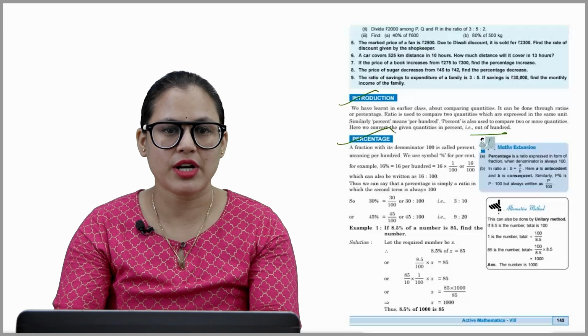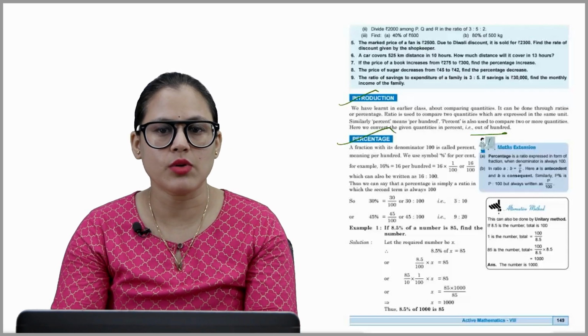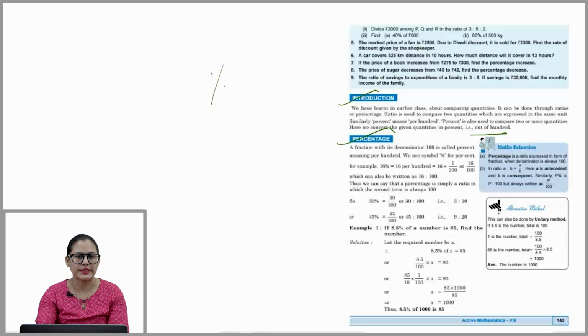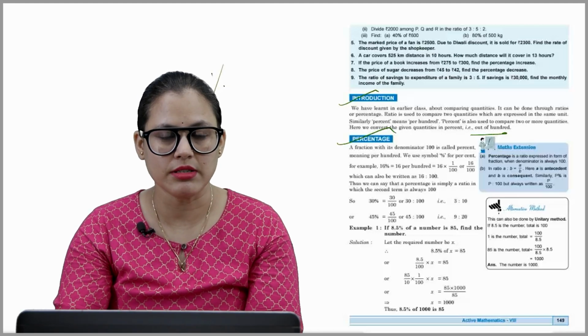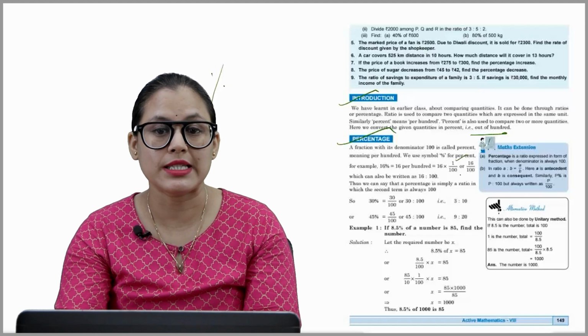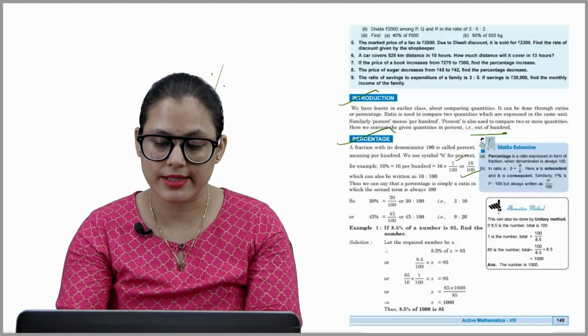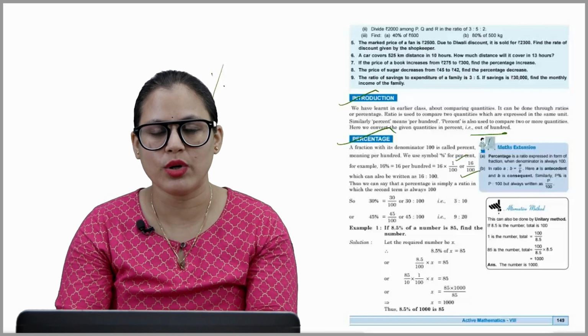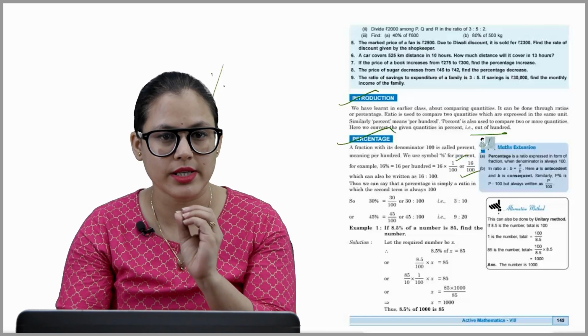Percentage. A fraction with its denominator 100 is called percent, meaning per 100. We use this symbol for percent. For example, 16% means 16 per 100, that is 16 into 1 by 100 or 16 by 100, which can also be written as 16 is to 100. Thus, we can say a percentage is simply a ratio in which the second term is always 100.